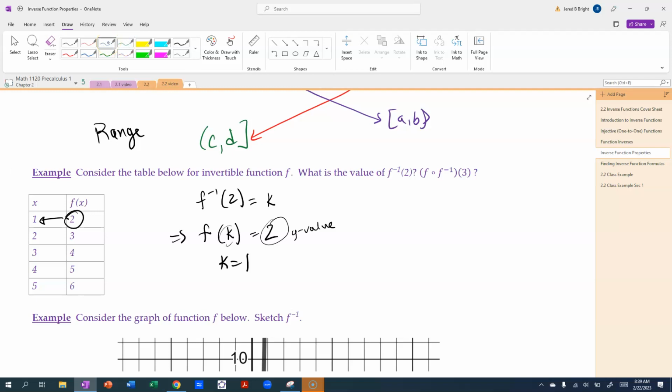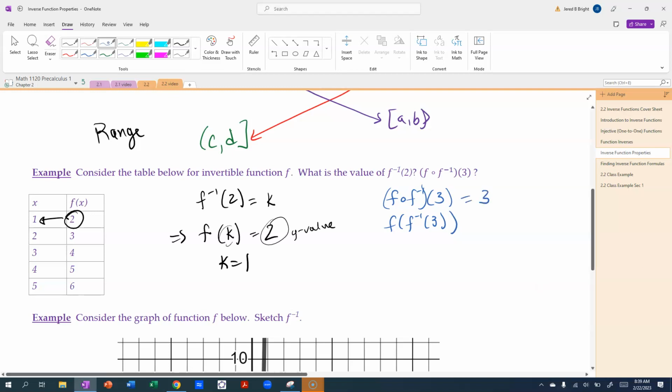For the second one, f of f inverse of 3. Again, f of f inverse of 3. Now, if you're clever, you remember, oh, this is the cancellation property. This should just be 3. Makes total sense.